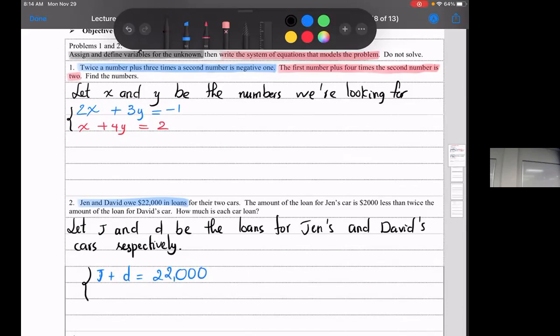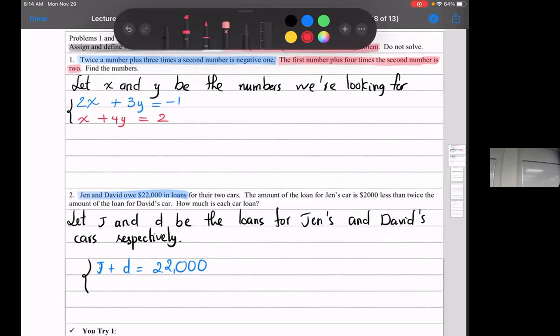Remember what J and D are: the amounts of the loans they borrowed. They owe 22,000, so J plus D equals 22,000. And then the second sentence says the amount of loan for Jen's car is 2,000 less than twice the amount of David's car. Very good. So J is equal to 2,000 less, so something subtract 2,000, right? Less than twice the amount of loan for David's car. Twice the amount of David's car will be 2D.